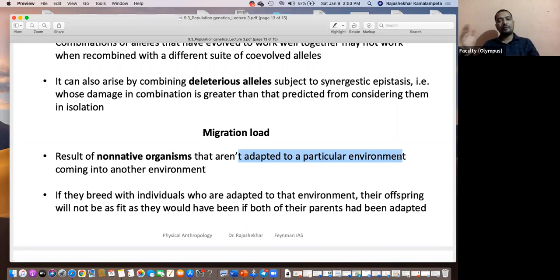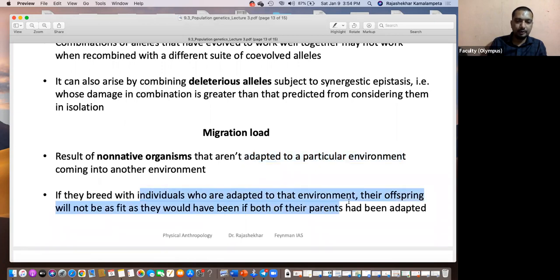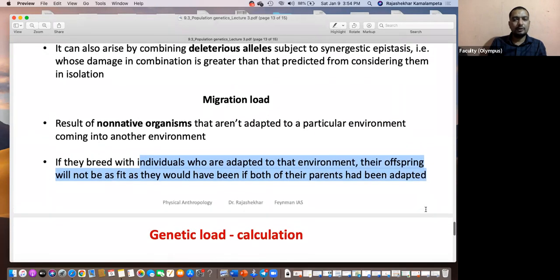So people traveled from one region to another region. Whatever adaptations they have are not useful or suitable to the new environment. So what happens when they marry someone from the Americas? Their children may carry genes that are not favorable or suitable to them. But why did they get into that population? Because they migrated. So such a load is called migrational load. If they breed with individuals who are adapted to that environment, their offspring will not be as fit as they would have been if both of their parents had been adapted. Such a load is called migrational load.